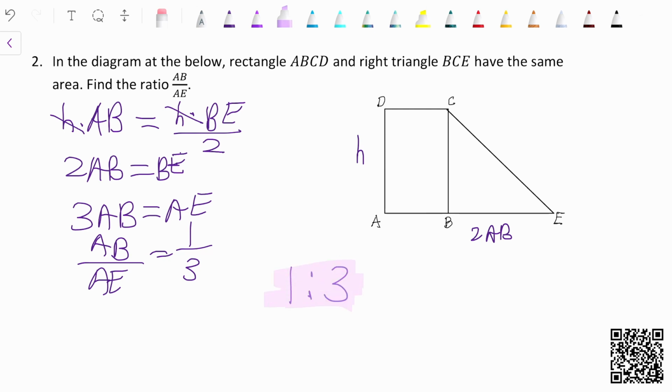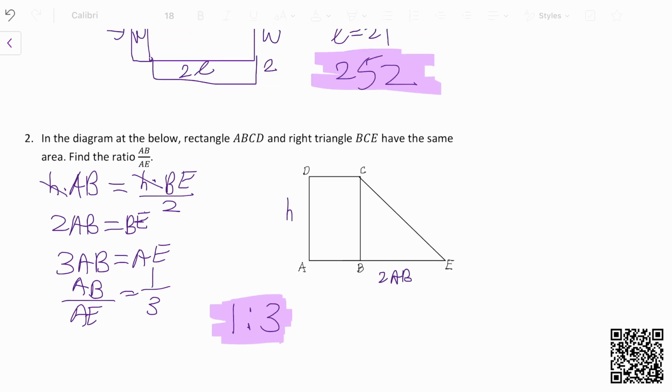It sounds like I'm counting up. 1, 2, 3. That's funny. Okay, so yeah.